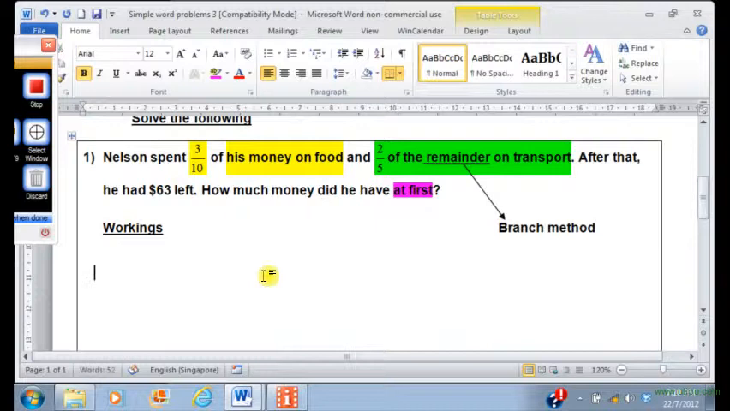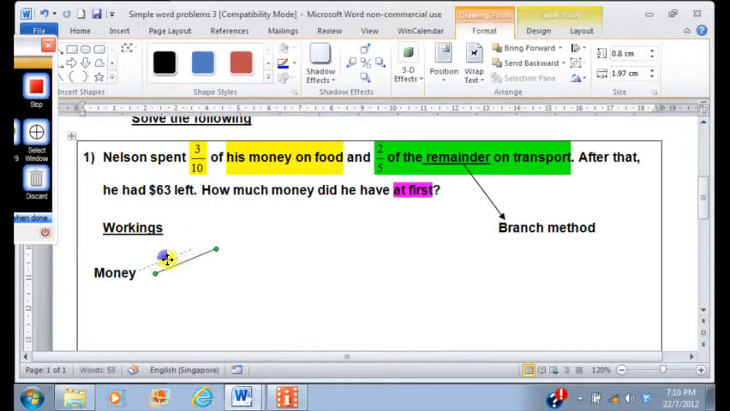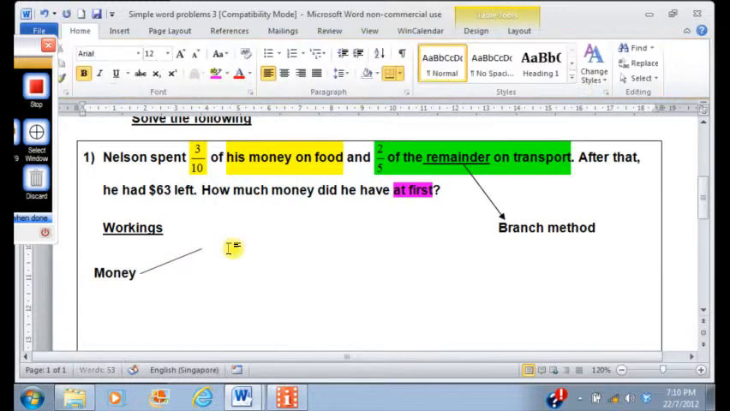Step number 1, we need to know what he is using. In this case, he is using money. So we start off with money. The money is going to branch out to his first fraction. What is the first fraction we see in the question? 3 out of 10, right? So I'm going to copy this and paste it here. What did he spend it on? Food. Good.